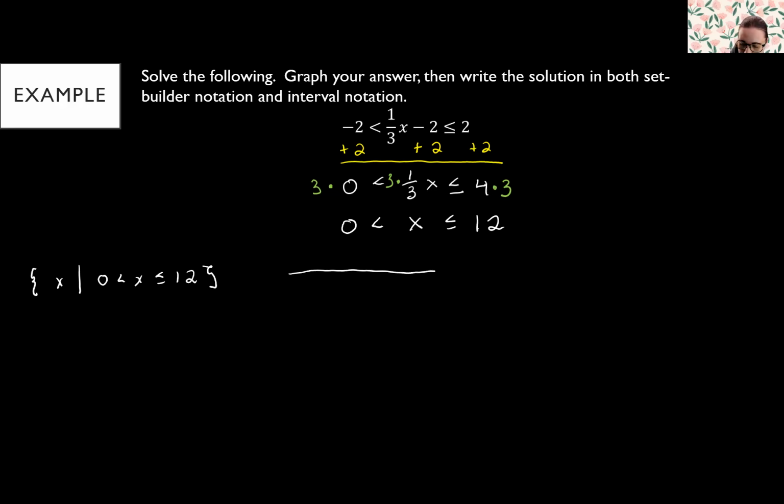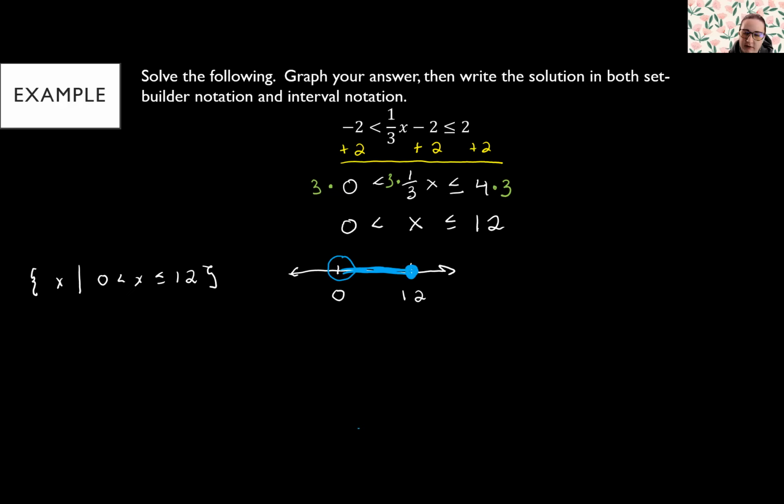Now I'm going to graph it so I can do the interval notation. The two numbers that I have are 0 and 12, and I have them in order. We are shading between 0 and 12 because our x is between 0 and 12. At 0, it's a less than symbol, which is an open circle. At 12, it's a less than or equal to, which is a solid circle.